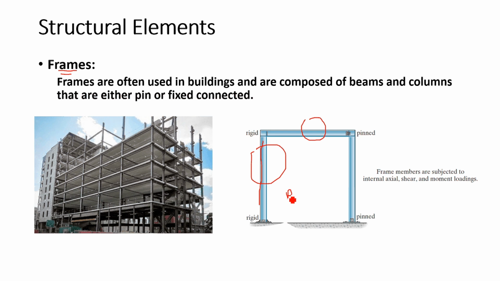This is the basic type of frame, called a portal frame. That means two columns and one beam. As I said earlier, there are connection types, here pin and rigid. We will discuss what a rigid connection and a pin connection are later. So this is what we call a frame.